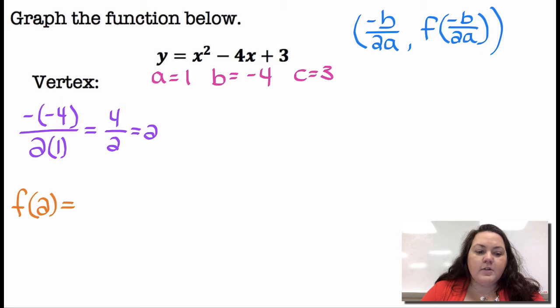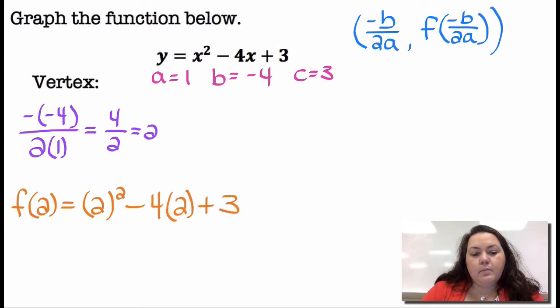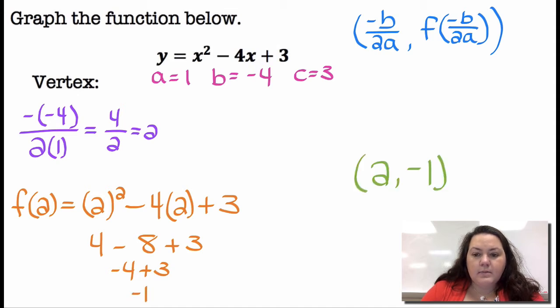Now I'm going to do f of 2, which means I'm going to plug 2 into my original equation. So 2 squared minus 4 times 2 plus 3. 2 squared is 4, minus 4 times 2 is 8, plus 3. 4 minus 8 gives me negative 4, plus 3 gives me negative 1. So that means my vertex is at (2, negative 1).